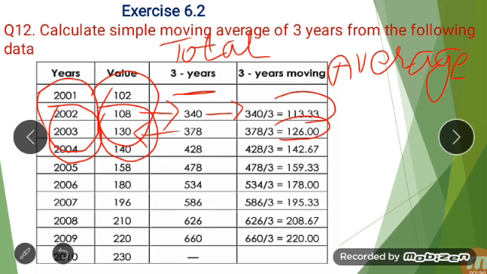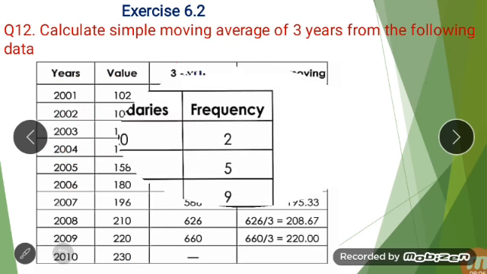Similarly, now we can drop 2002 and we can now pick up 2003, 2004 and 2005. The total of this will be written against 2004, which is 428, and this is the average, and we have to continue the same process till the end. Here the total of these 3 years is 660 and the average is 220. So this is the moving averages.